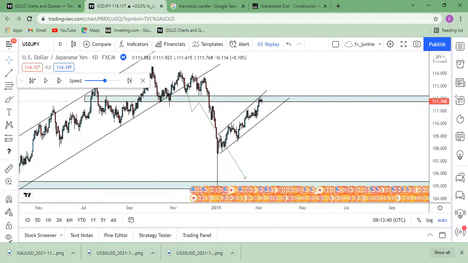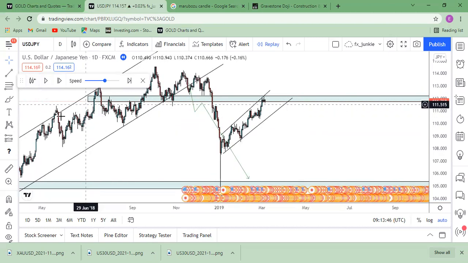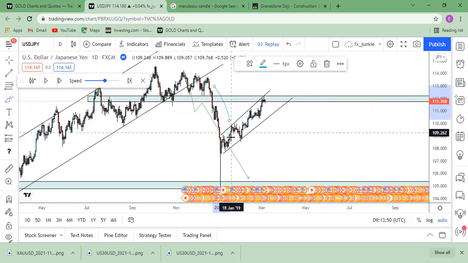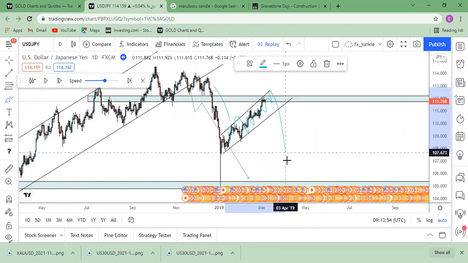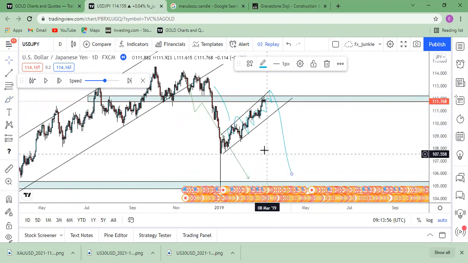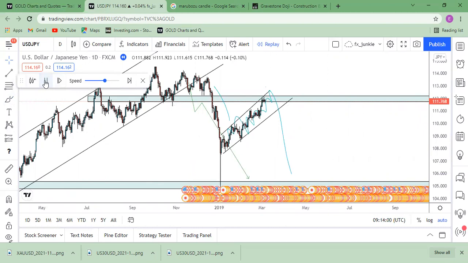But we know from the nature's theory that this was an impulse. So we had an impulsive move to the downside, and then we're in a correction, waiting for the next impulse to the downside. So let's see what the market did.